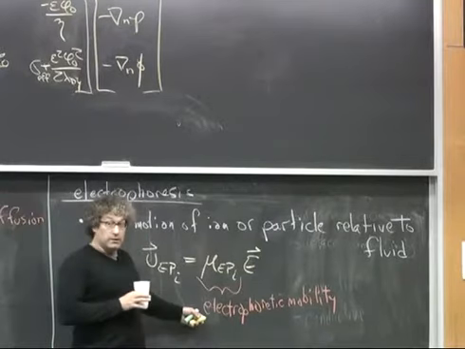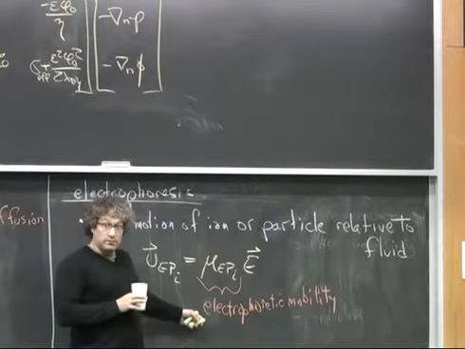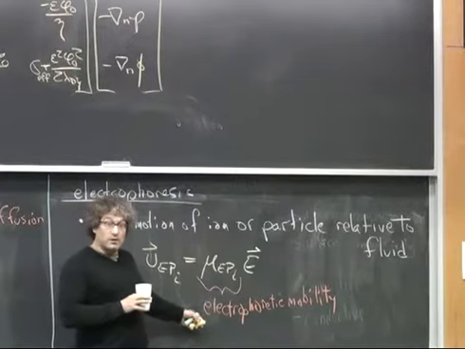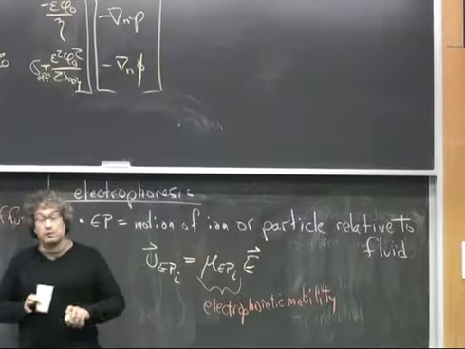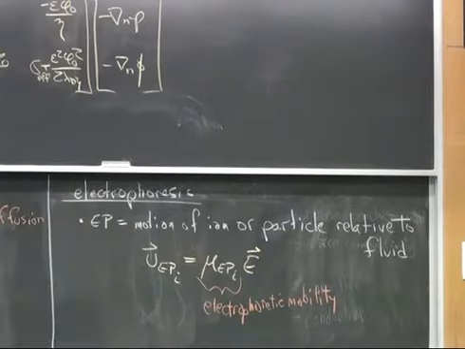But this electrophoretic mobility, if we have higher charge, will be higher. And if the ion is smaller, it will be higher. So it moves fast if we have a big force because we have a big charge. And it moves fast if the ion is small and therefore has small drag.